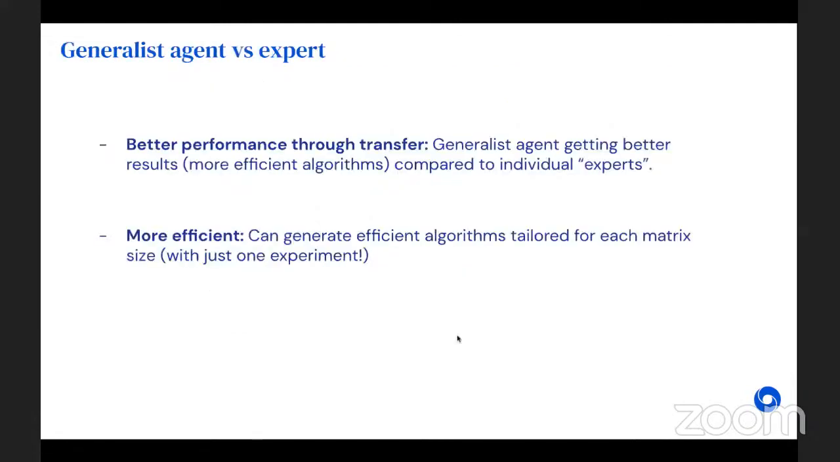As I said, this was very important to really go beyond the state of the art, but it's also just more efficient. If you were to train an agent for each particular size, for each particular field, and so on, and you want to tackle a large number of problems, then that can be prohibitive in terms of computational efficiency.